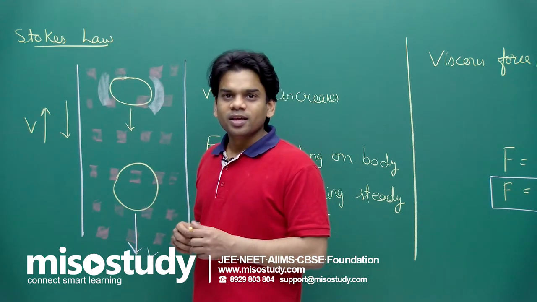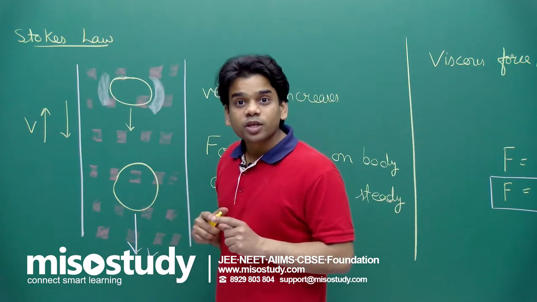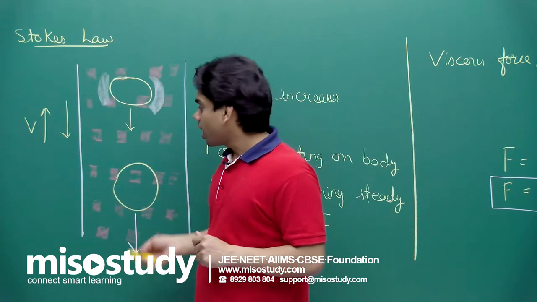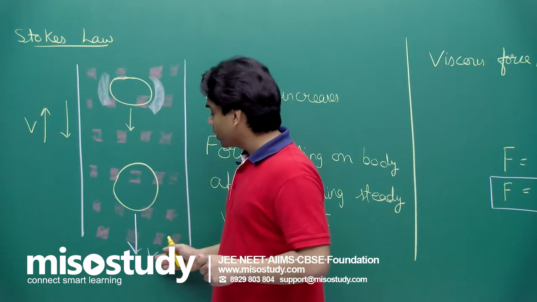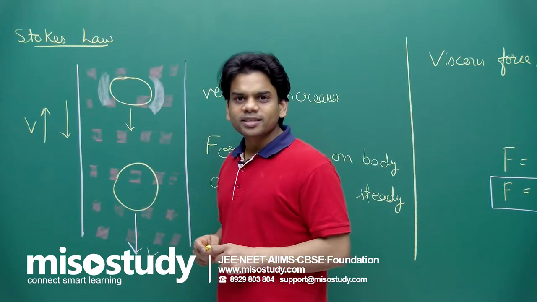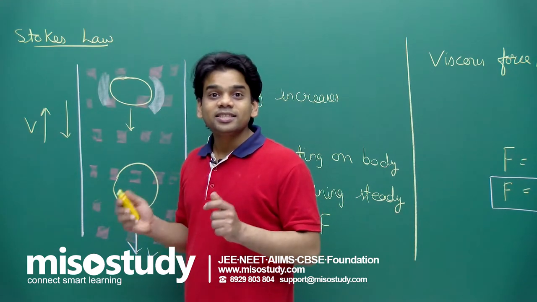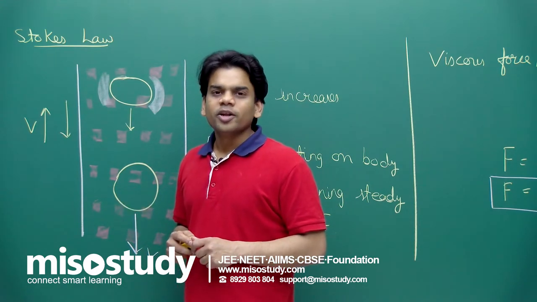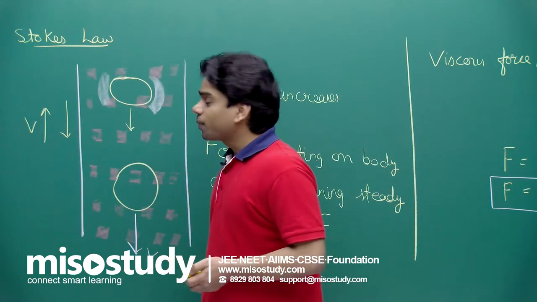direction. Now, this viscous force that we have written at the other end of the board is evaluated after attaining the steady velocity, which I have written here as V. So 6 pi eta rv is the viscous force that is acting on the body in the steady state condition. Now remember, there are certain requirements so that we can apply Stokes' law.